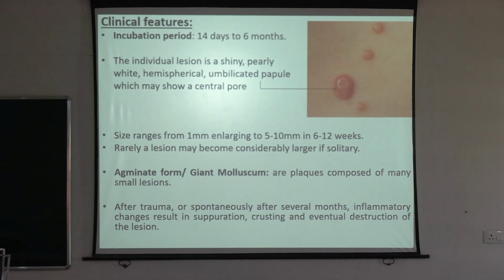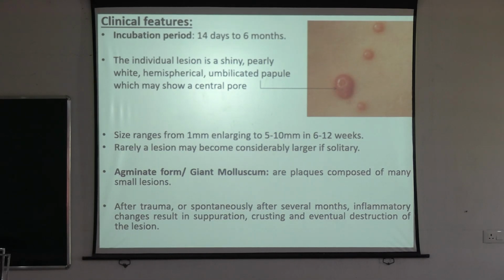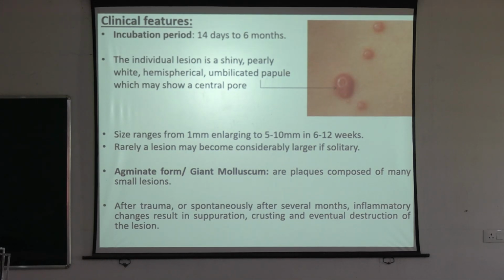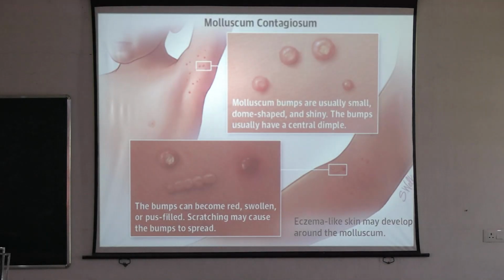Size ranges from 1 mm, enlarging to 5 to 10 mm in 6 to 12 weeks. Rarely a lesion may become considerably larger if solitary. Giant molluscums you can see in HIV patients. After trauma or after several months, inflammatory changes result in suppuration. You can see secondary infection also with this virus, very common.